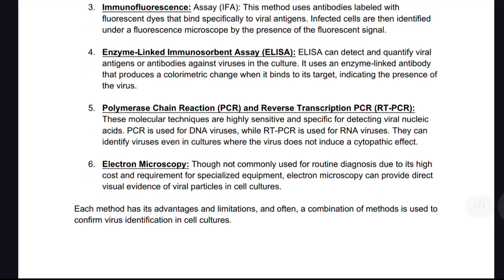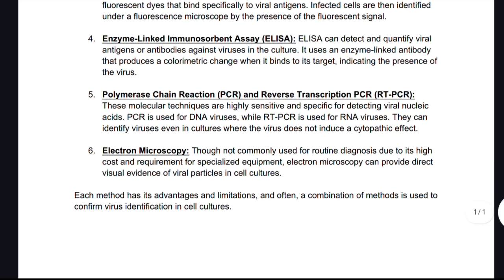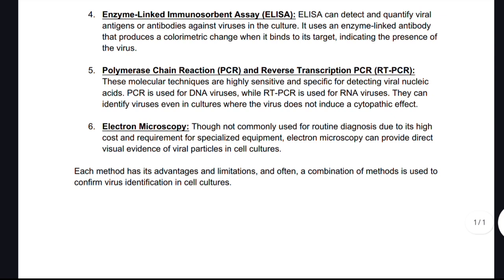Then number fourth is ELISA, the abbreviation of enzyme linked immunosorbent assay. In this, the enzyme linked antibodies produce a colorimetric change when bound to a target. It means that when the enzyme linked antibodies bind to viral antigens, they can cause a color change that indicates the presence of virus in the particular sample.